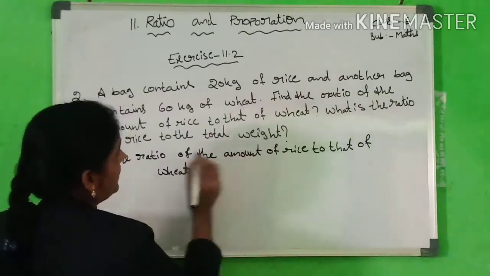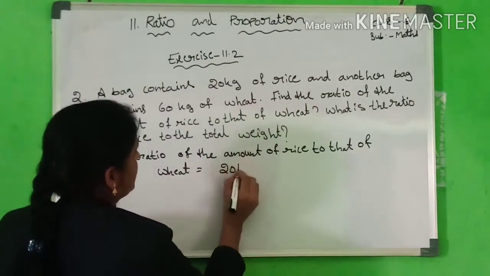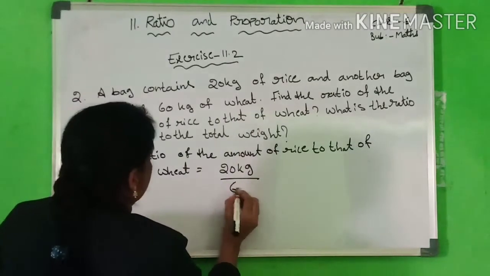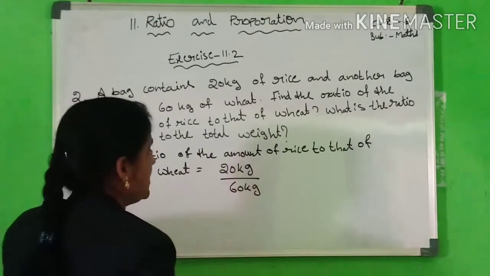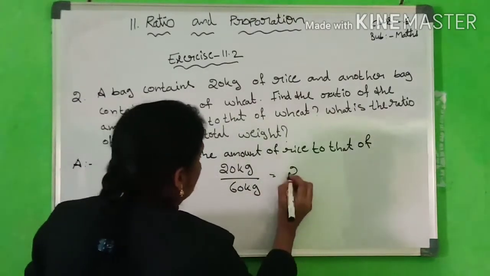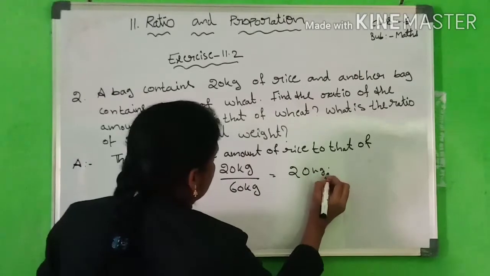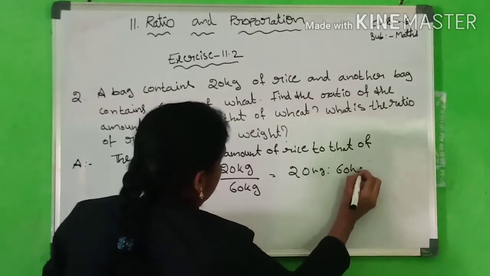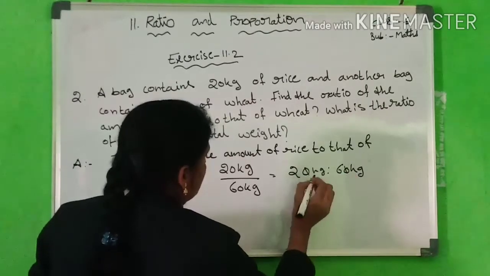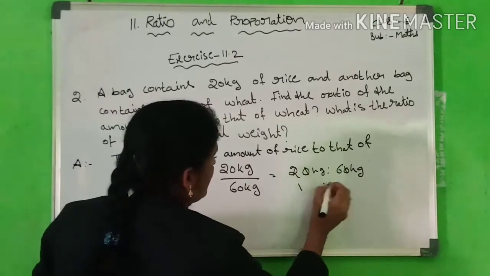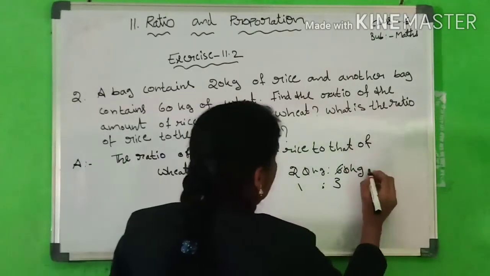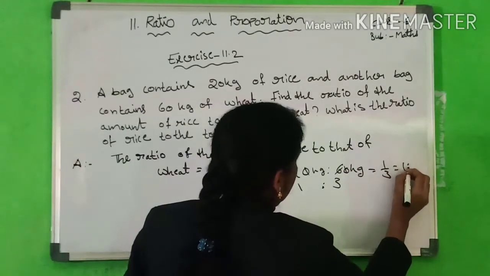What is the weight of the rice? 20 kgs. What is the weight of wheat? 60 kgs. You have to find out these ratios. Now, how will you find it? 20 kgs is to 60 kgs. Now, you have to cut the zeros. Then 2 1s are 2, 2 3s are 6. What is the ratio? 1 by 3. 1 is to 3.